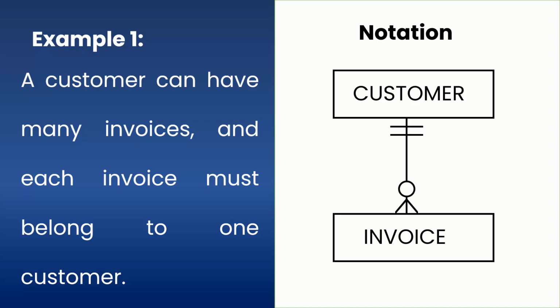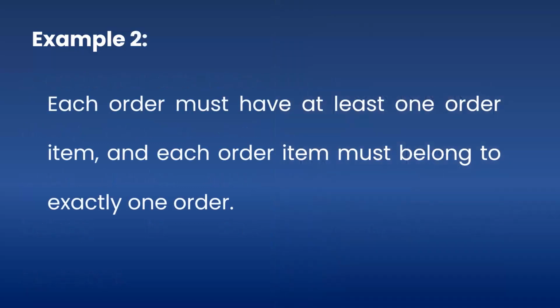Then you write the relationship verb, thus have or belong, according to the business rule. Now, can you tell the type of relationship in here? It is 1 to many. So this is our notation for this business rule. Let's look at example 2.